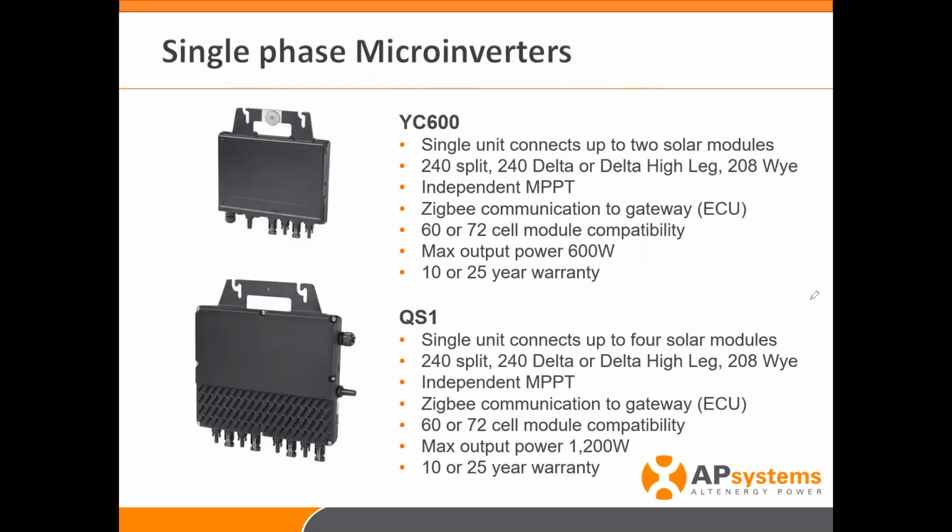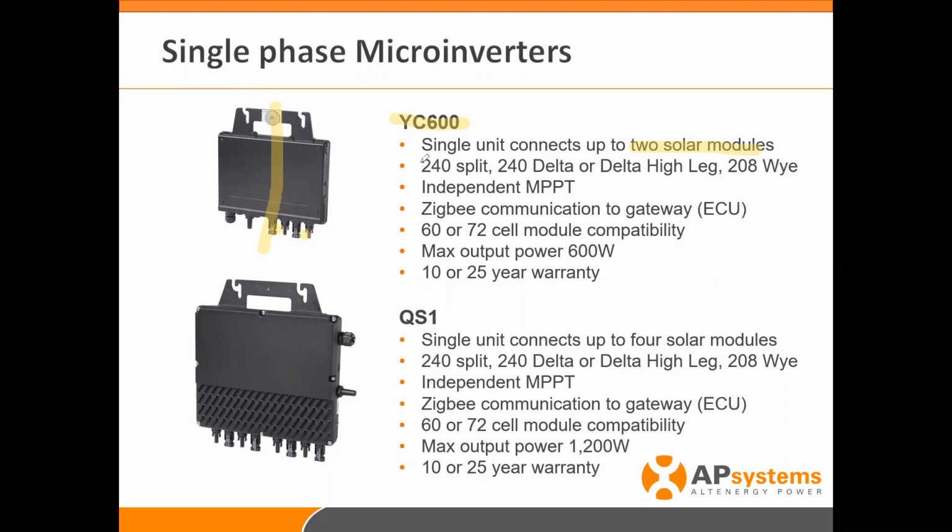Let's go into a little of the details. So we have 2 single-phase products that can be used in a 3-phase environment. The YC600, as we discussed, is a single unit. So with 1 unit, again, 2 inverters in one package. Can serve 2 solar modules. We have 2 inputs here, DC input here, DC1 and DC2.